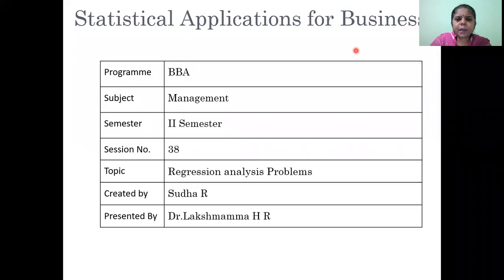Namaste Vidyarthigale. In the previous class, we discussed the problems on regression analysis, and in correlation and regression analysis, we have solved the previous problems on regression analysis.